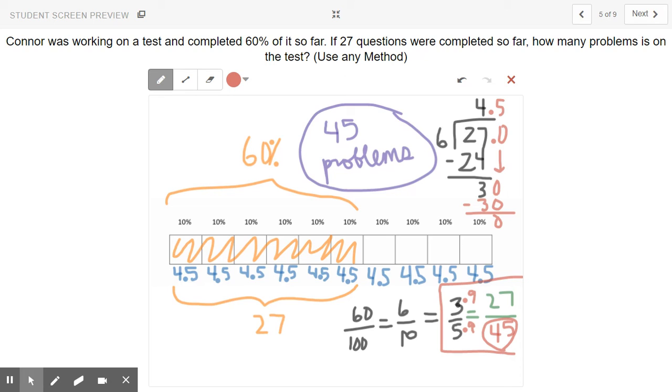Now, 27 questions were completed so far. Since that's the part, it goes on top. 3 times 9 makes 27, so 5 times 9 makes 45. That means Connor completed 27 out of the 45 questions, which equals 60%. So again, it's 45 questions.